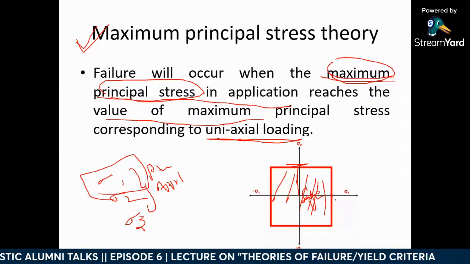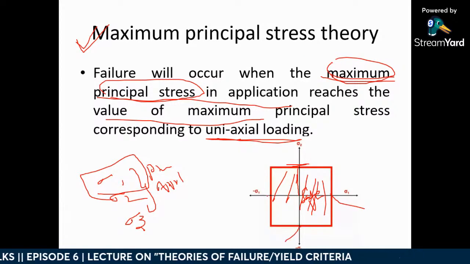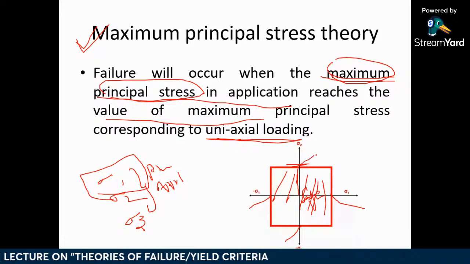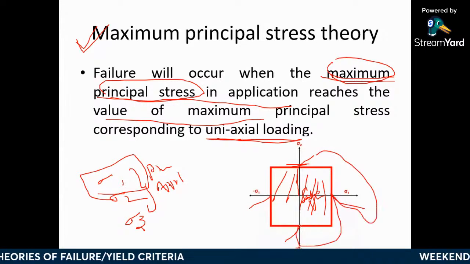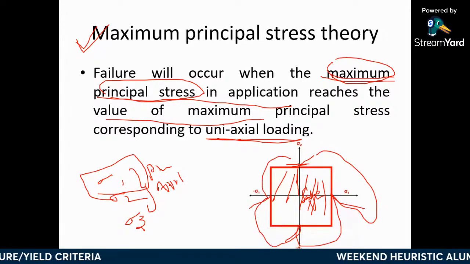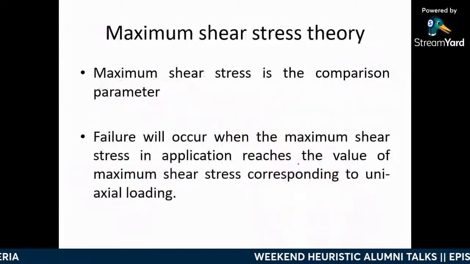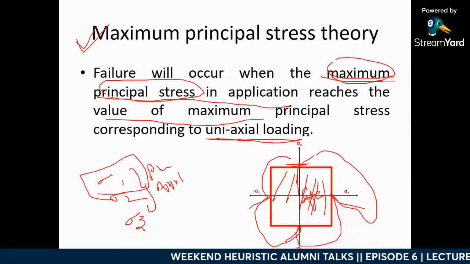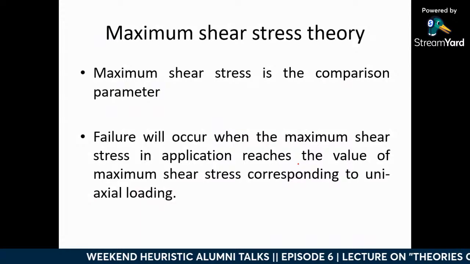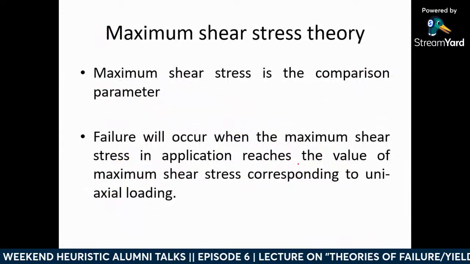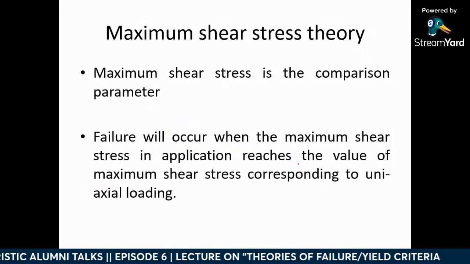Okay, so what are these points? Boundary points. So these are the yield points. Yield is nothing but the maximum principal stress, right? So this is about the maximum principal stress. Is this clear? The next thing is the maximum shear stress theory.